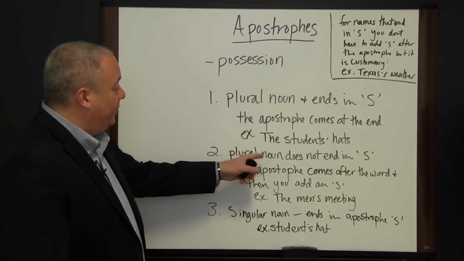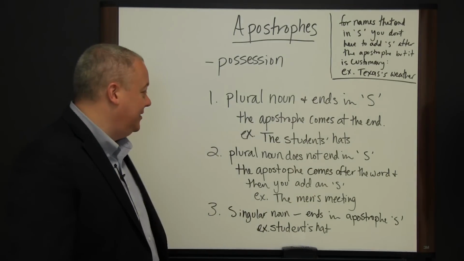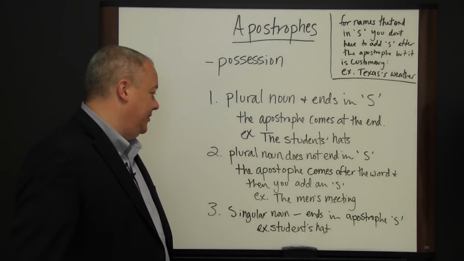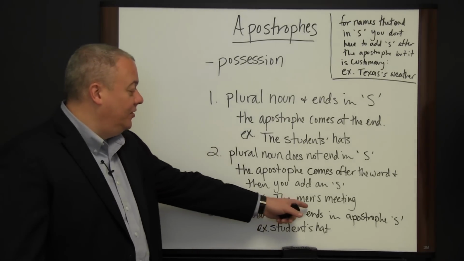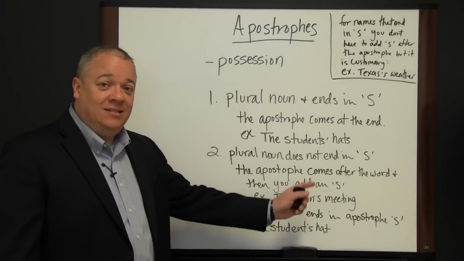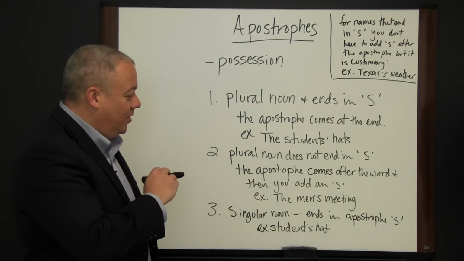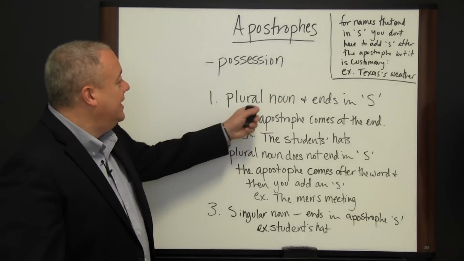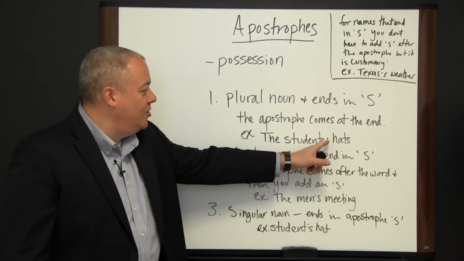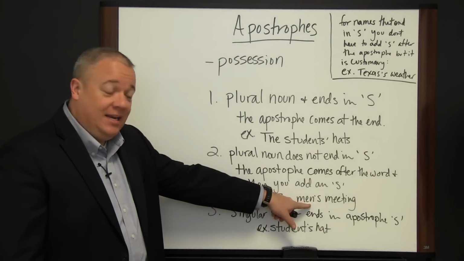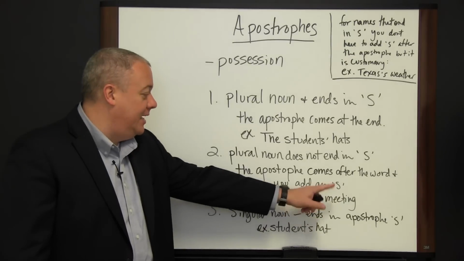Next, then, you have a plural noun that does not end in S. In this case, the apostrophe comes after the word, and then you do add an S. So in this case, the plural for man is men, and you want to talk about the men's meeting. So you put the word men, apostrophe, S, and meeting. So in the first one, it's a plural noun that ends in S. You just put the apostrophe and you're done. And the second one, the plural does not end in S, so you add the apostrophe, then the S, and what's possessed.